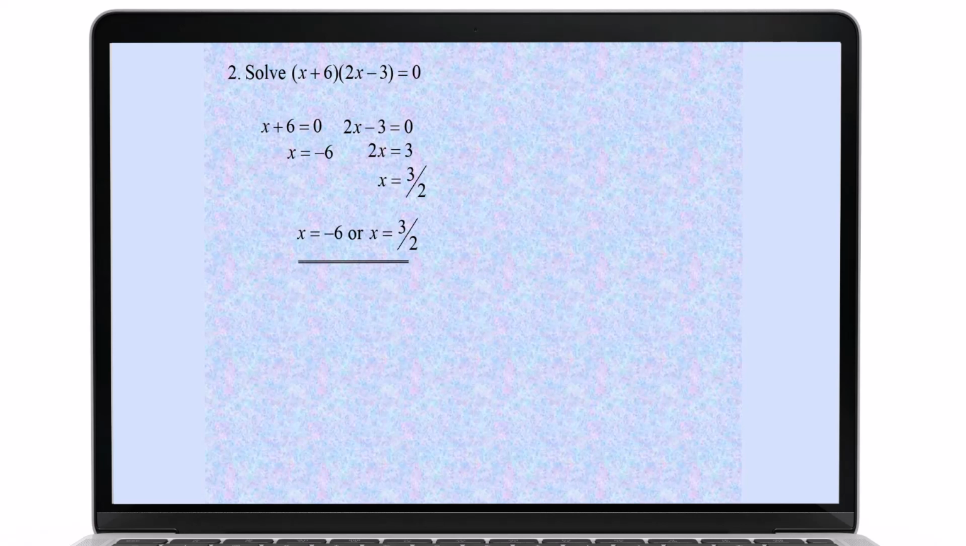Now, from there, we can extend and do another example. Solve x plus 6 multiplied by 2x minus 3 is equal to 0. You're getting the product of two numbers and the result is 0. Therefore, x plus 6 is either 0 or 2x minus 3 is equal to 0. When x plus 6 is equal to 0, the value of x is equal to -6. And when 2x minus 3 is equal to 0, 2x is equal to 3, and therefore x is equal to 3 over 2. So these are the roots: x is equal to -6 or x is equal to 3 over 2.